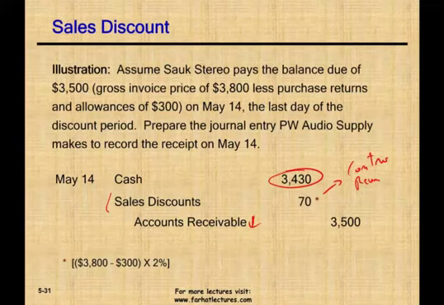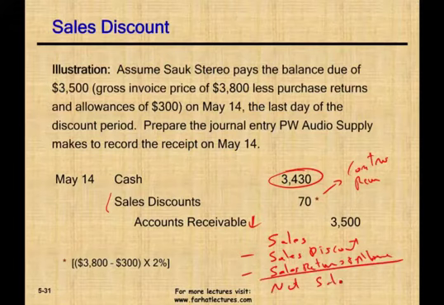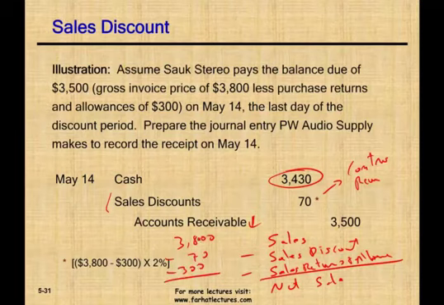Now I'm going to show you a relationship. If we take sales minus sales discount, which is a contra revenue, minus sales returns and allowances, that formula will give us something called net sales. In this example, sales was $3,800, sales discount was $70, and sales returns were $300. So the net sales is $3,430. Make sure you know this formula. If you have any questions, any comments, by all means email me or see me in class.